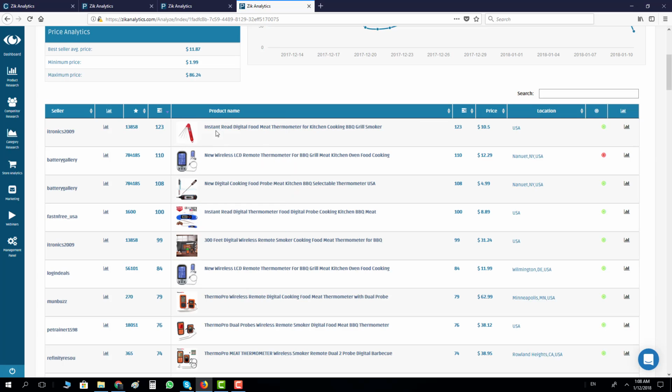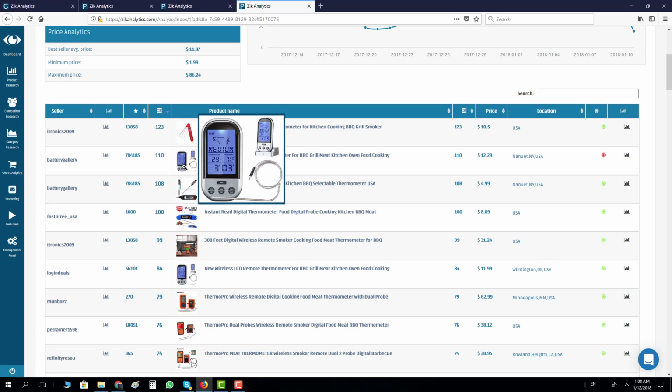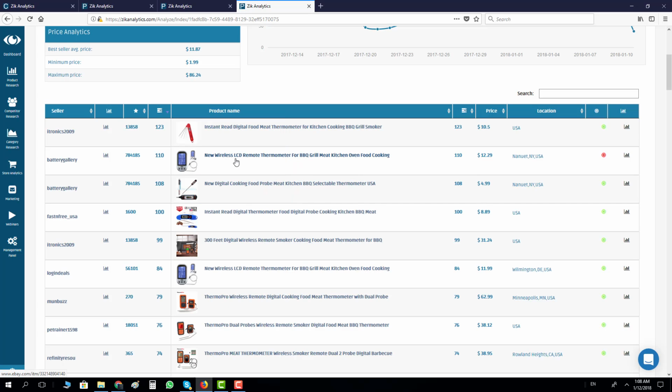Then I look at the titles. It is very important for me to look at the titles to understand what people use this item for and what people are writing in the keywords. Here we can see: instant read digital food meat thermometer for kitchen cooking, barbecue, grill, smoker. So this is more for grill maybe. Let's see what we have here: a new wireless LCD remote. So this also comes with a screen and a remote. It's also for barbecue, grill, meat, kitchen, oven, food cooking. So this is also for the oven.